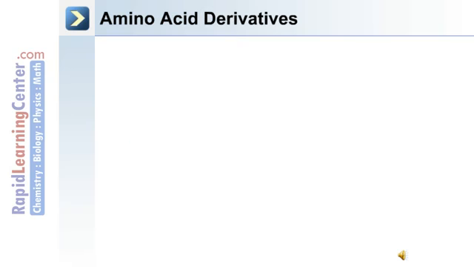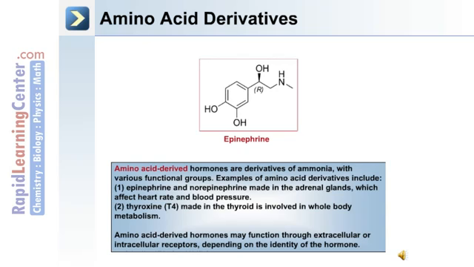The following are examples of hormones derived from amino acids. Examples of amino acid derivatives include epinephrine and norepinephrine and thyroxine. Epinephrine and norepinephrine are made in the adrenal glands, where they affect heart rate and blood pressure. Thyroxine, or T4, is made in the thyroid as it is involved in whole body metabolism. Amino acid-derived hormones may function through extracellular or intracellular receptors, depending on the identity of the hormone itself.